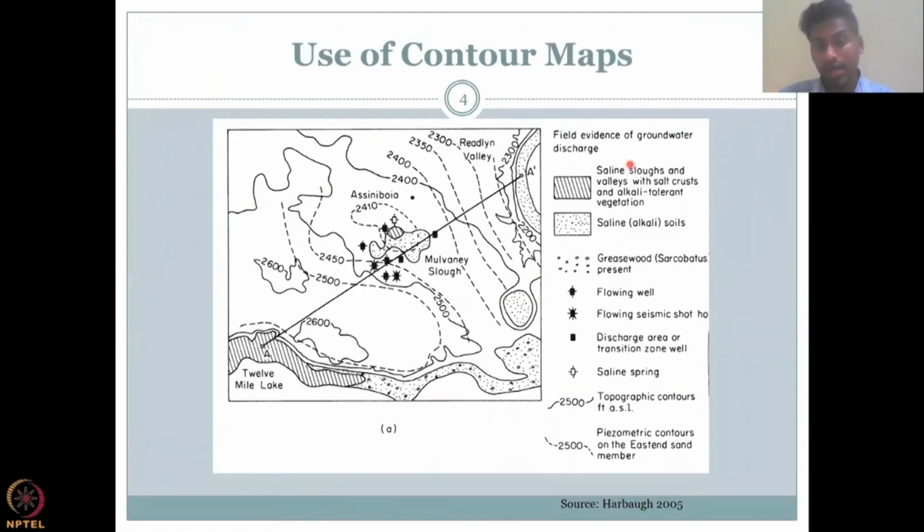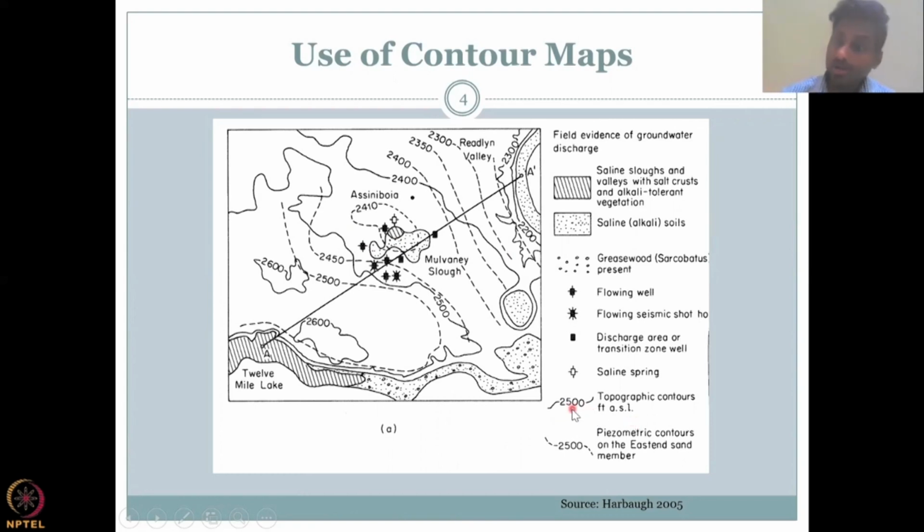Moving on. Once you have it and clean all the other data from your map, it is a very, very important informative map that can tell a lot of things. Let's take, for example, in this study, we have saline sloughs and valleys, which is a different geology, and then alkali soils, which is the dotted. There is a cross section, let's not worry about it. And then there is a greasewood type of material present here. There is a flowing well and a short hot springs, and then discharge area or transition zones are here. And then you have a topographic contour which is at 2,500 feet above sea level.